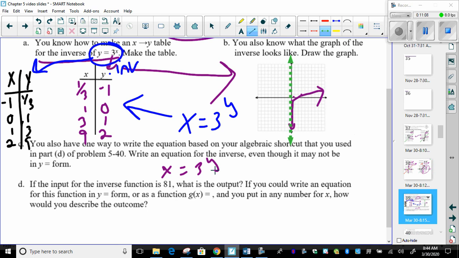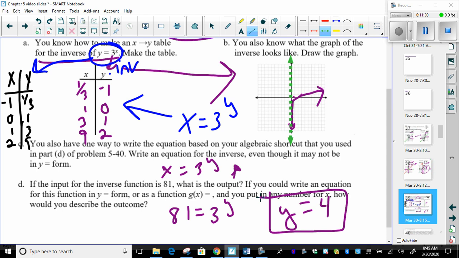Okay, and then the last part is here for D. It says if the input for the inverse, so for this equation, if the input for that inverse is 81, what is the output? So input means x. Okay, so therefore, what must y be? 3 to what power is 81? Perfect. 4. So you'd be able to figure this out. It's the exponent on 3 to get to 81. So that's what you were trying to figure out. That's what the output value is.